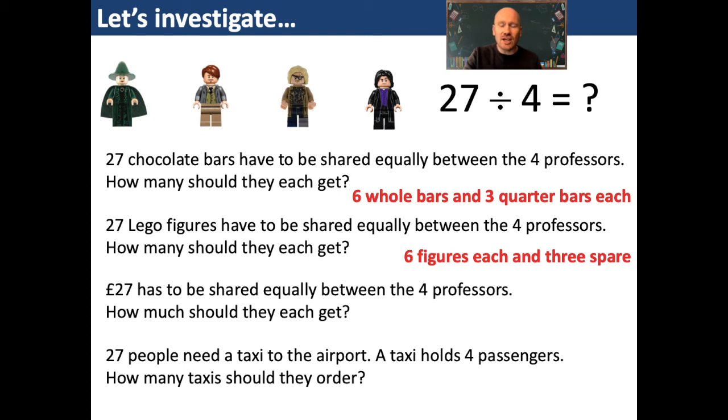When it came to sharing out the £27, once again we were able to give them each £6 and we had that £3 remaining. But because it's money, we can change those pounds into pence, so we're able to give them each £6.75. And finally, for the 27 passengers who we needed to get to the airport, once again we were able to fill 6 full taxis and there were 3 people left over. Now those 3 people still needed a full taxi, which means we needed 7 taxis in all.